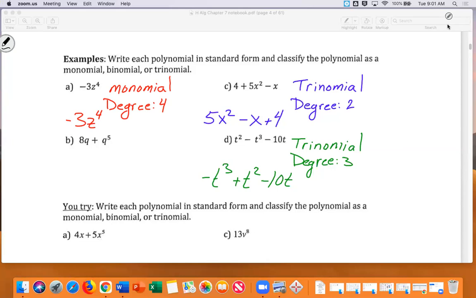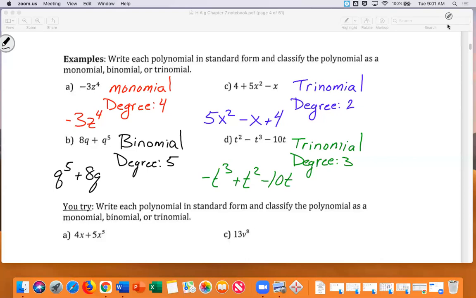Matt, how many terms do I have? So it's a binomial. Matt, what's my largest degree? So my degree is 5. And now I'm going to write that piece first. Notice it's q to the 5th that is my largest. It's positive, so it comes out front. And I write my next piece, 8q. Bianca, you doing all right with this?